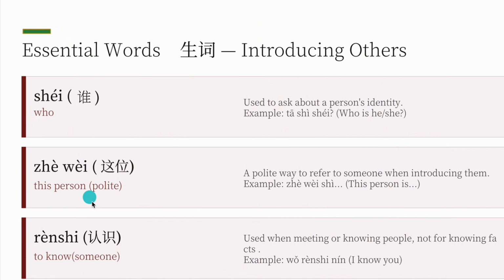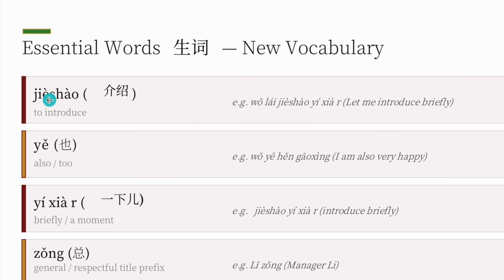认识 is to know someone. You use it when meeting or knowing people. We've already mentioned that before. 介绍, to introduce somebody. Example, 我来介绍一下. Let me introduce briefly.